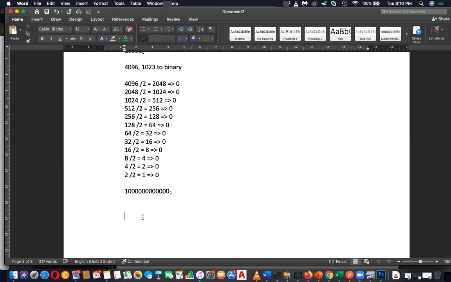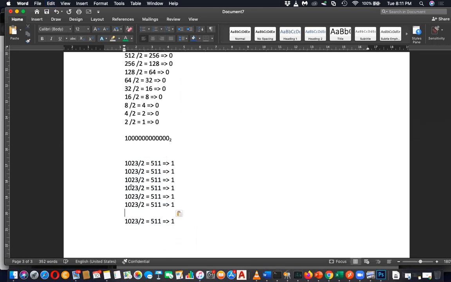Then about 1023, let's do the same thing. Divide by 2. What is the value? 511, remainder 1. Let's repeat. Now this is going to be a headache, but it will always give us 1, isn't that so? Then 255, remainder 1. Then 127, remainder 1.